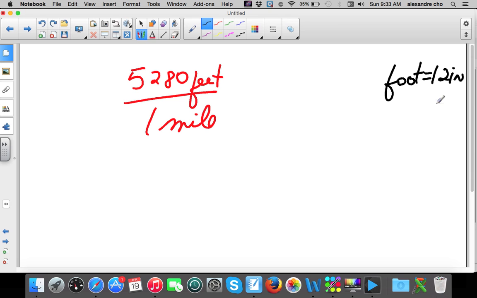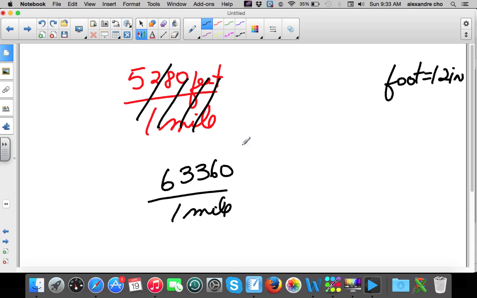If I had 2 feet, it would be 24, 3 feet would be 36, so you have to multiply by 12. So I have to change the 5,280. If I have 5,280 feet and I multiply that by 12, that gives me 63,360 inches in 1 mile. So I'm no longer using this. Now, I want to know how many inches in 2 miles? So easy enough.